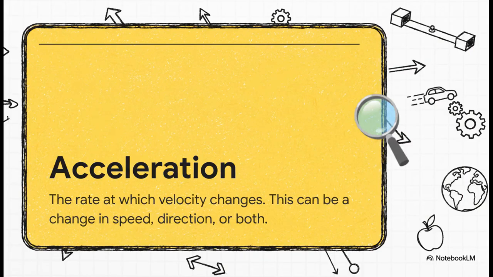And all that naturally leads us to acceleration. Now, most of us think this just means speeding up, right? Hitting the gas. But in physics, it's any change in velocity. And that means speeding up is acceleration, but so is slowing down. And get this, even turning a corner at a constant speed counts as acceleration, just because you're changing your direction.